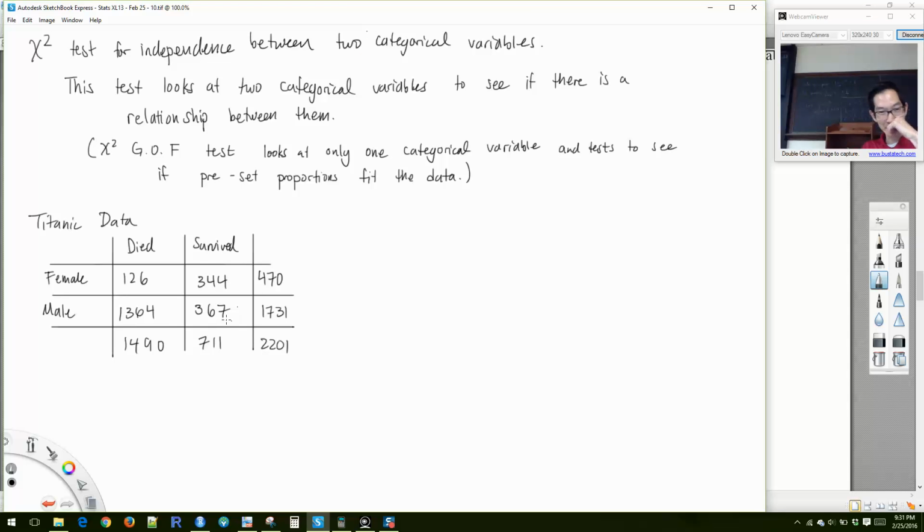All right, so we have this data set. 2,200 people aboard, most of them men. We had some women, and when it sank, they said things like women and children first, and we can see if that was true or not. When we look at this data and see what proportion of women died and what proportion of men died, we can see very clearly that there's a relationship. If you were a woman aboard the Titanic, your chances of survival or being put on a lifeboat were much higher than if you were a male aboard the Titanic.